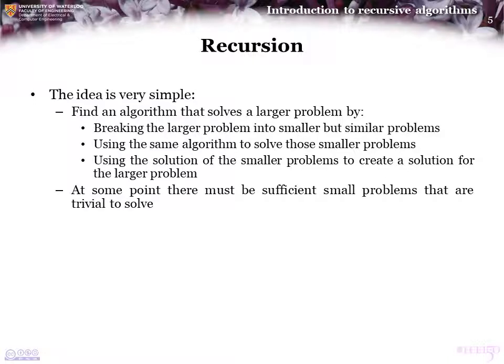Now, for this to work, there must be some point at which there are problems so trivial that they can be solved quickly without any recursive call. These problems that are so trivial that the answer is immediate are called base cases. So for a recursive algorithm to work, the sequence of calls must ultimately result in a recursive call to a base case for which the solution is immediately available.